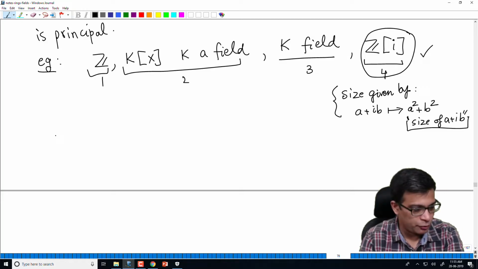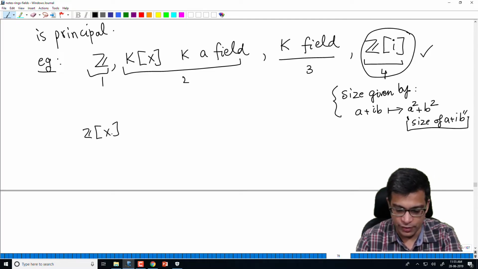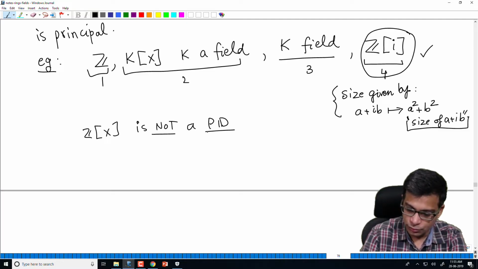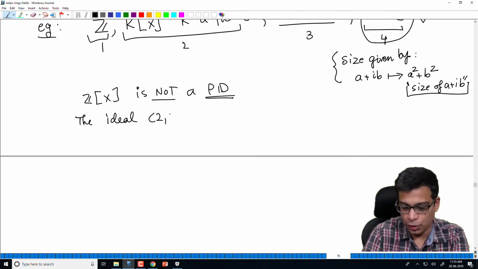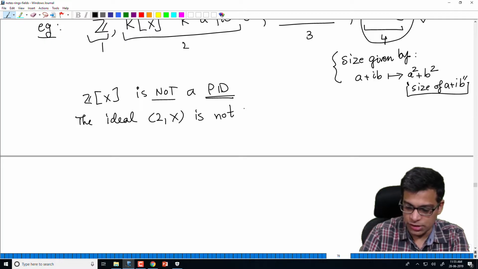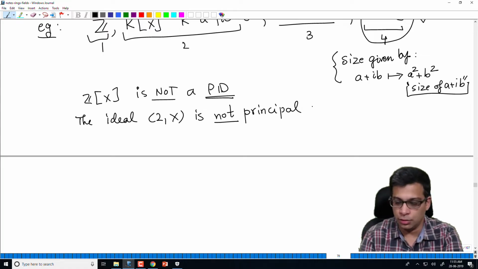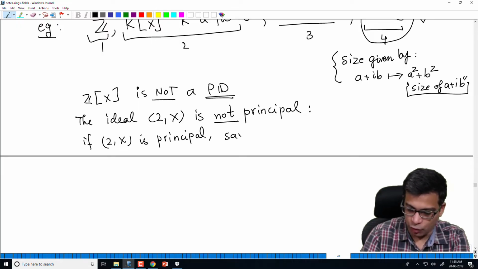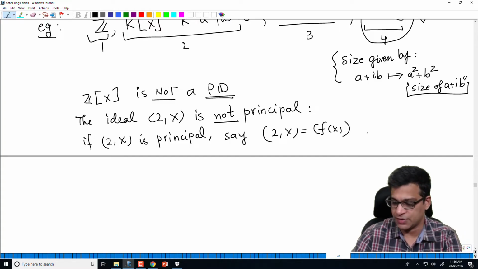What is not an example of a principal ideal domain? It is this, some familiar ring to us. It's a very nice ring otherwise, but this is not a PID. The reason is that the ideal, for example (2, x), is not principal. It's not difficult to check this explicitly. Because if (2, x) is principal, say, what is a principal ideal? It is generated by a single element. So say it is generated by a polynomial f(x).